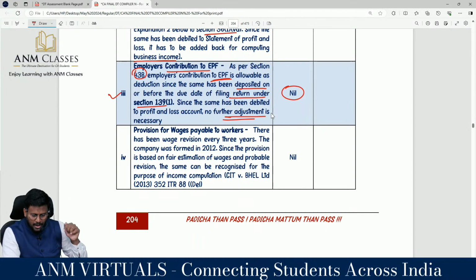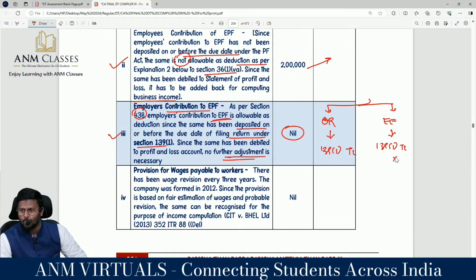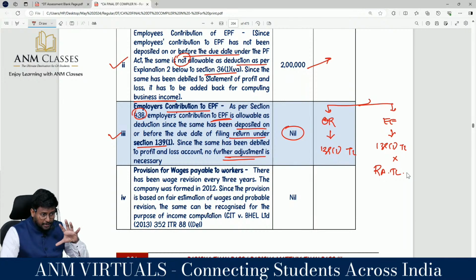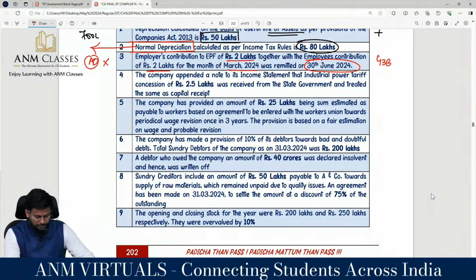What is the takeaway from this? There are two kinds of contributions: employer's contribution and employee's contribution. For the employer's contribution, my dear lovable students, the 139(1) time limit will be applicable. For the employee's contribution, the 139(1) time limit will not be applicable; the time limit under the respective Act will be applicable. The same adjustment will repeat about 25 times in the examination, in 25 questions. Most of the adjustments are repetitive in nature. You have to understand what is there. I am moving to the next one, which is adjustment number 4.